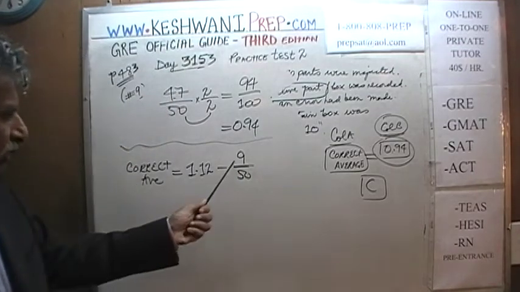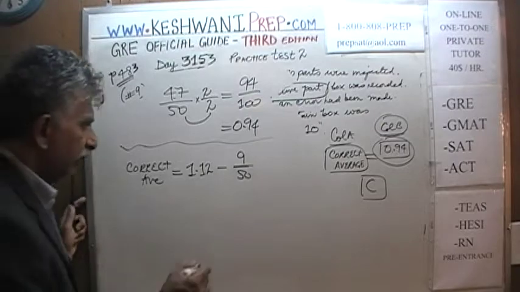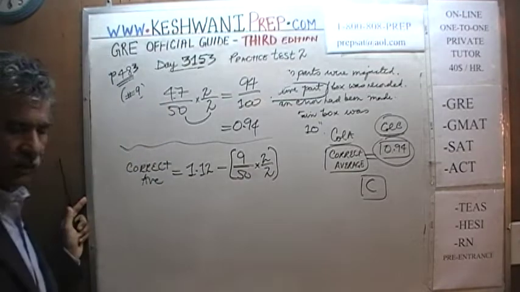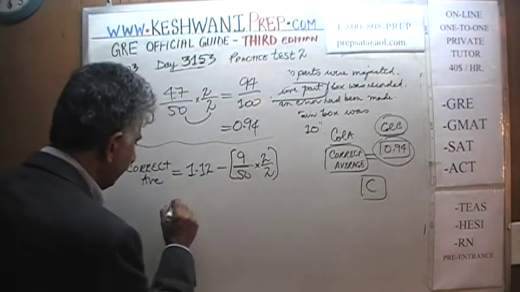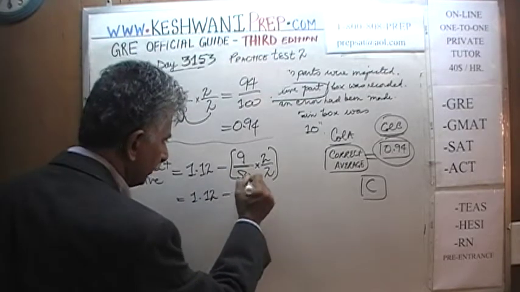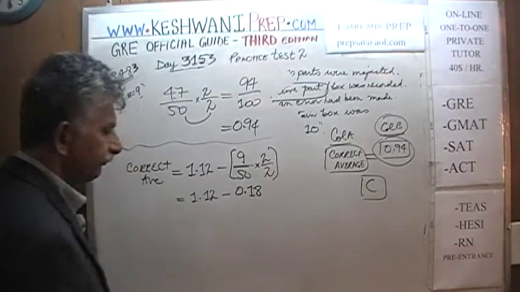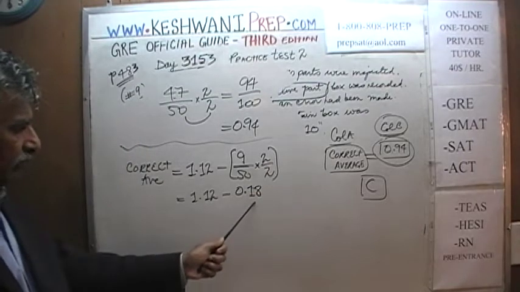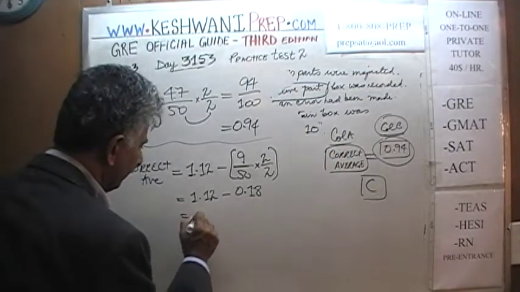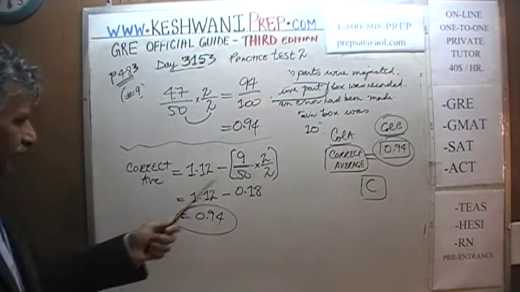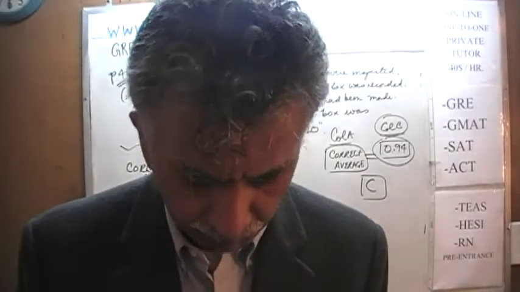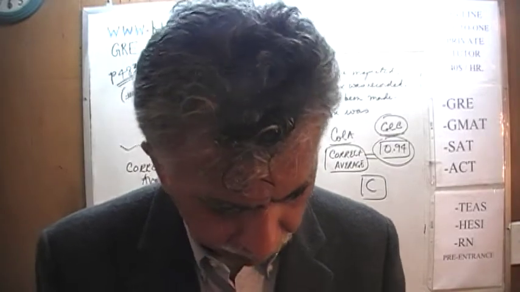And if you don't want to waste your time trying to figure out 9 over 50, which I wouldn't either, just multiply top and bottom by 2. That trick always works. Multiply top and bottom by 2, and 9 times 2 is 18. So what we find is that it's 1.12 minus 18 over 100. 18 over 100 is 0.18. And you will see that 1.12 minus 0.18 is 0.94. That's all that is required here. We didn't have to do all the other mumbo jumbo. Let's do the next one, shall we? Enough of the talk. Let's do the next one.